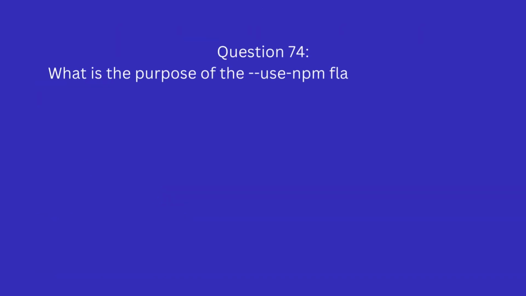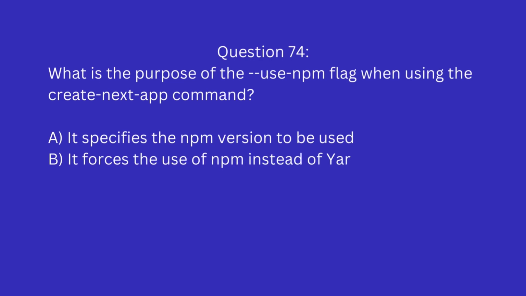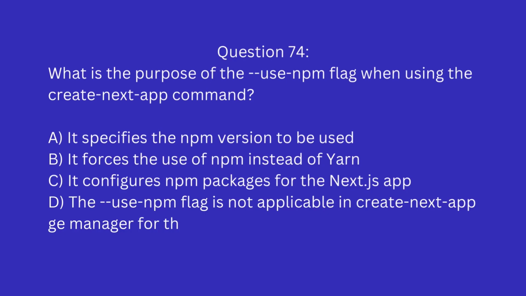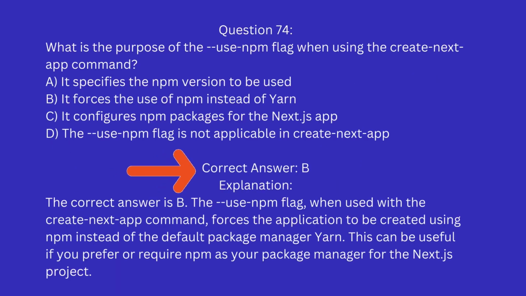Question 74. What is the purpose of the use-npm flag when using the create-next-app command? A. It specifies the npm version to be used. B. It forces the use of npm instead of yarn. C. It configures npm packages for the Next.js app. D. The use-npm flag is not applicable in create-next-app.